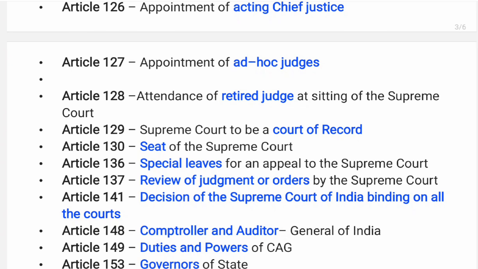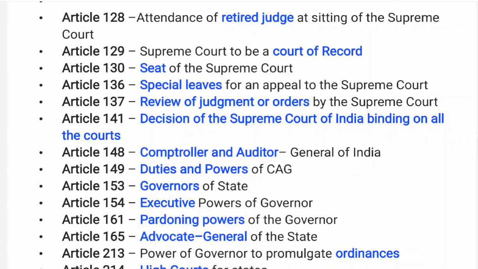Article 136, special leave. Article 137, review of judgment or orders. Article 141, decision of the Supreme Court of India binding on all the courts. Article 148, this is most important, CAG of India. Article 149, duties and powers of CAG.